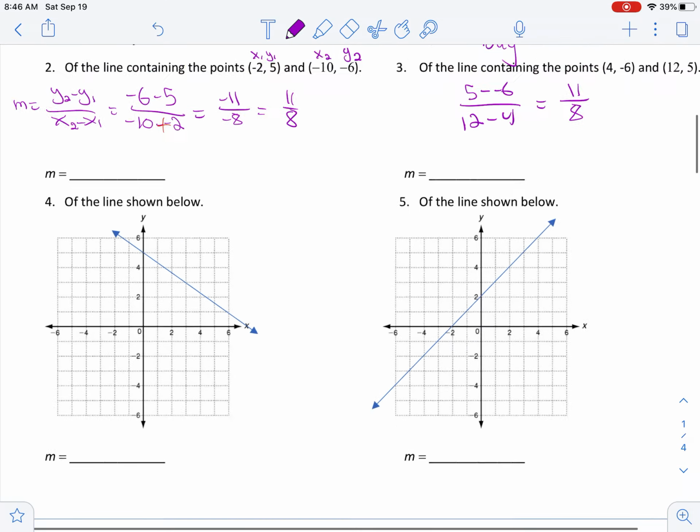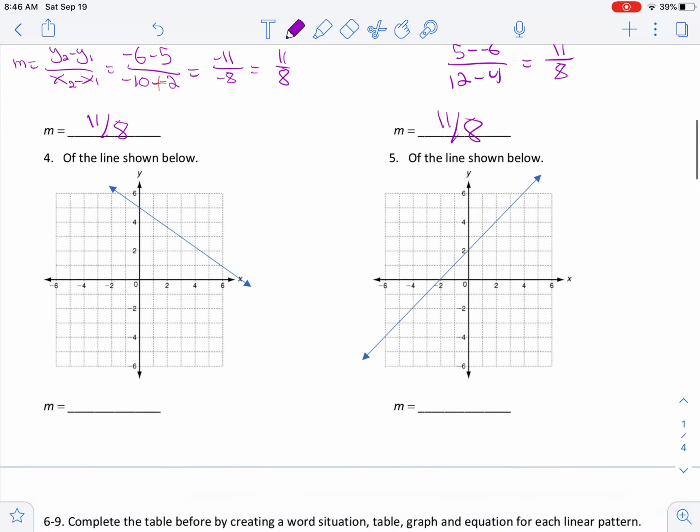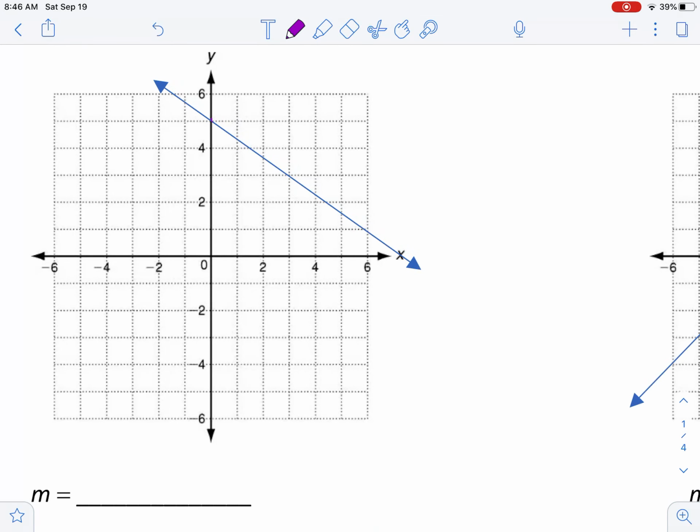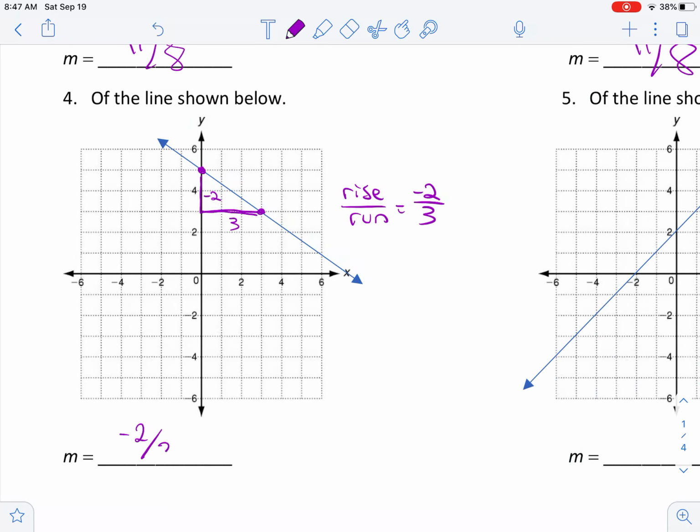All right. So here, I'm going to write my answers on these lines. Here we have a line. To find the slope of a line, we just choose 2 points that we feel confident are on that line, and then we consider the rise and the run. So I can see that here we're at 5 and we go down to 3. That would be a rise of negative 2. And we start at 0 and we go over to 3. That's a run of 3. So my rise over my run is dropping 2 and running 3. So we have a negative slope of 2/3.